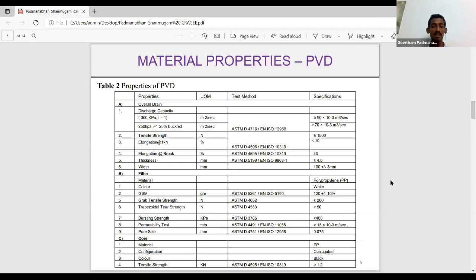Coming to the PVD, the PVD used in the study was sponsored by Techfab India Industries Private Limited, Mumbai. The PVD is a rectangular strip with a dimension of 100 mm by 4 mm with a plastic core encased by a geosynthetic filler. The properties of the PVD are shown in Table 2.